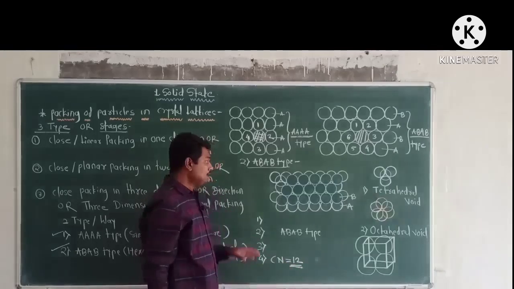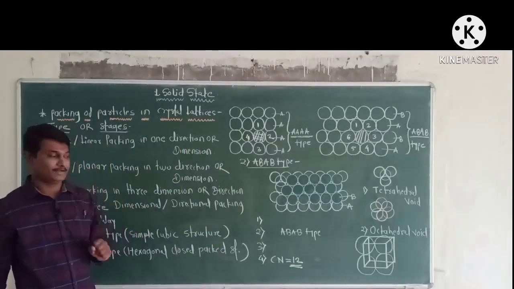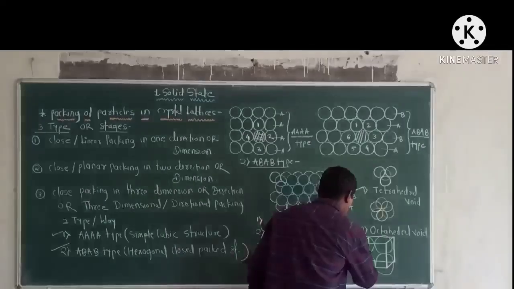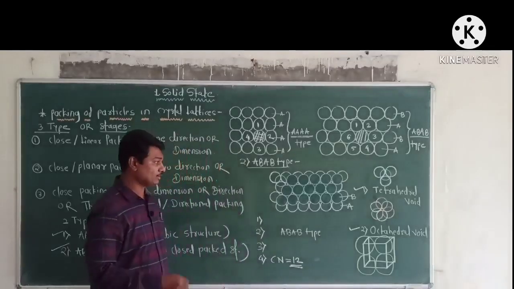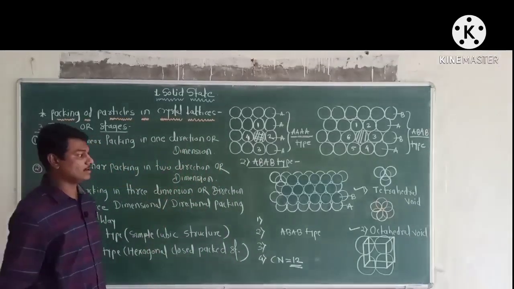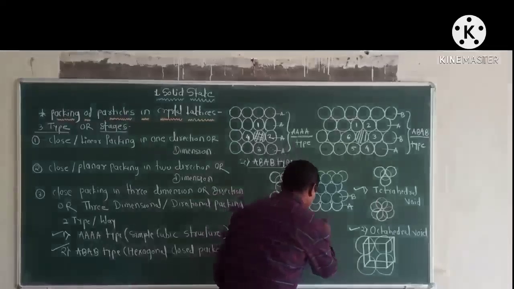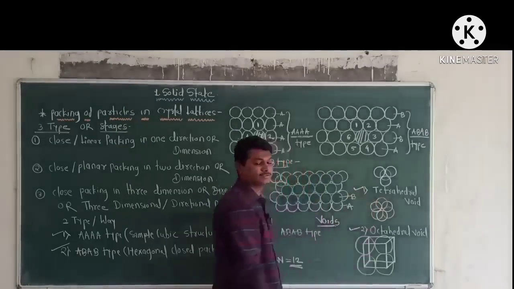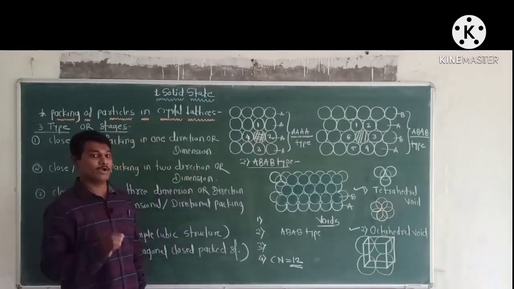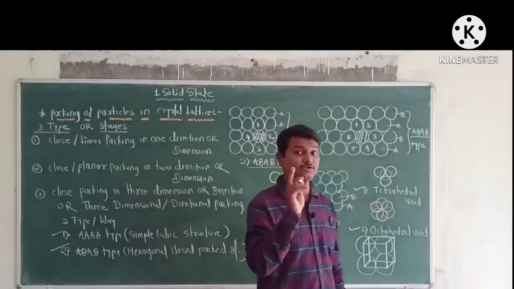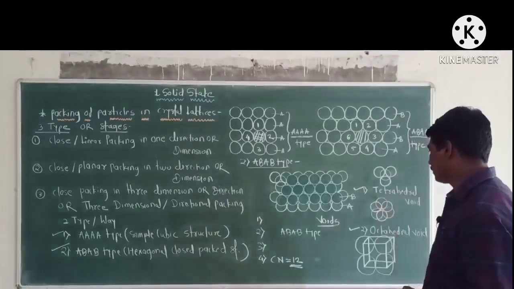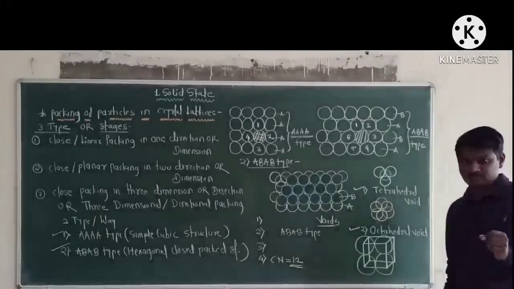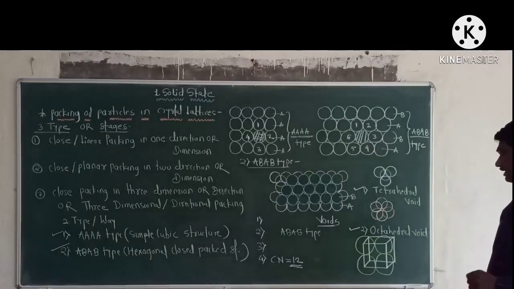Now in this packing there are 2 types of voids. First, tetrahedral voids, and second, octahedral voids. Before starting tetrahedral voids and octahedral voids, we should know what is meant by voids. The unoccupied or empty space in a unit cell of a crystal lattice is called voids.